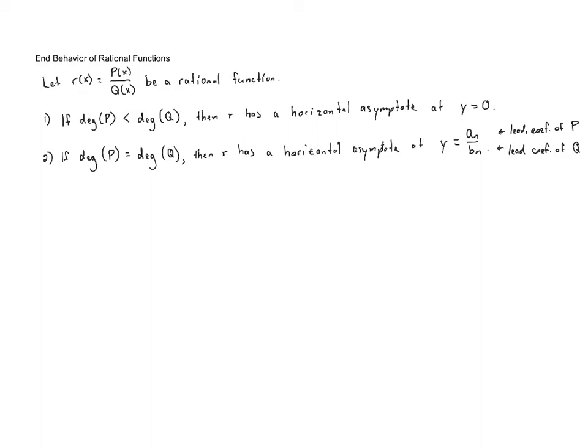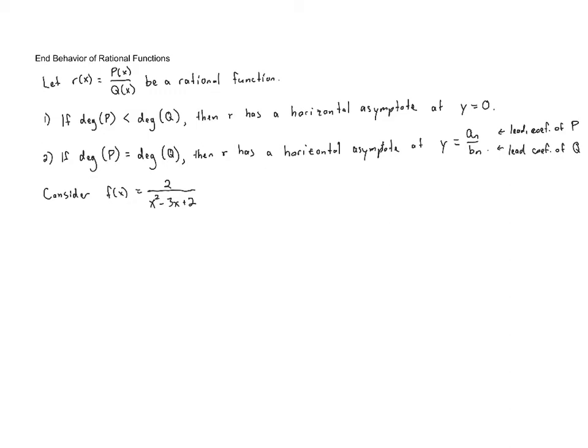We're going to look at two quick examples that demonstrate these, and then we're going to move on to slant asymptotes in the next video. Let's consider f of x equals 2 over x squared minus 3x plus 2. We already know how to find the vertical asymptotes, how to find the x and y intercepts. I don't want to talk about that right now. I just want to focus on the end behavior.